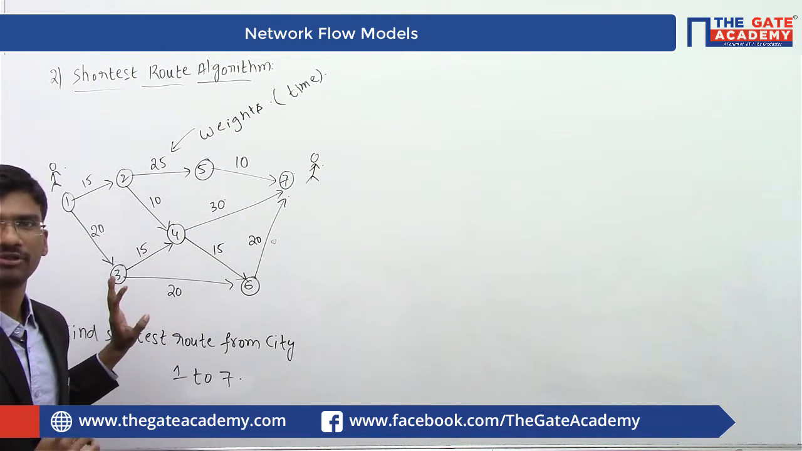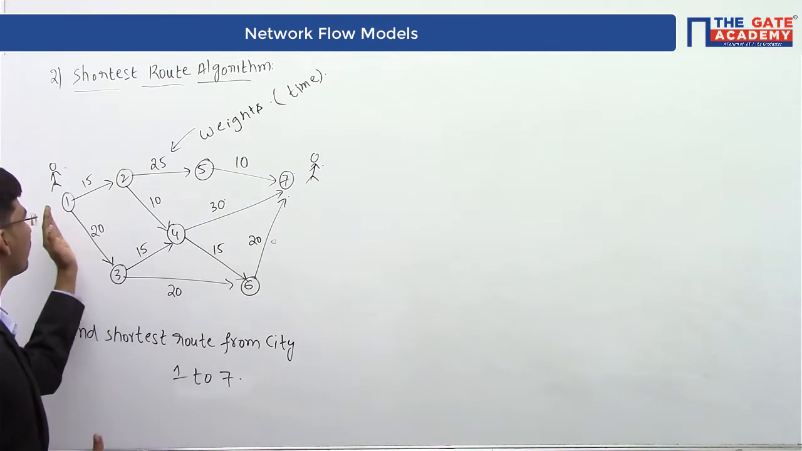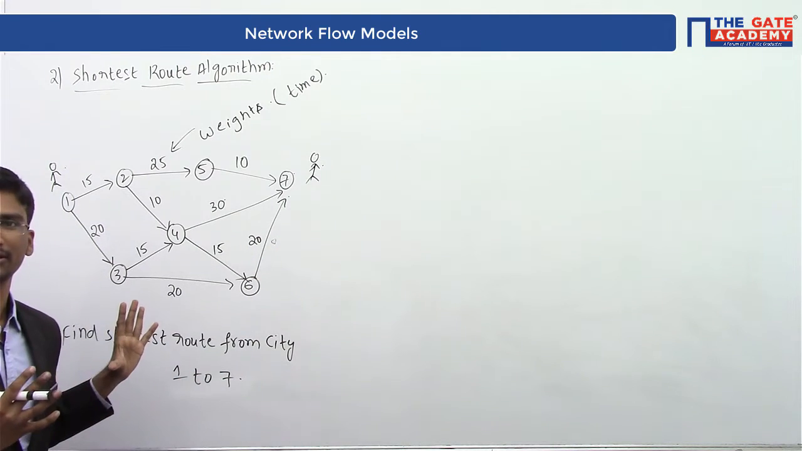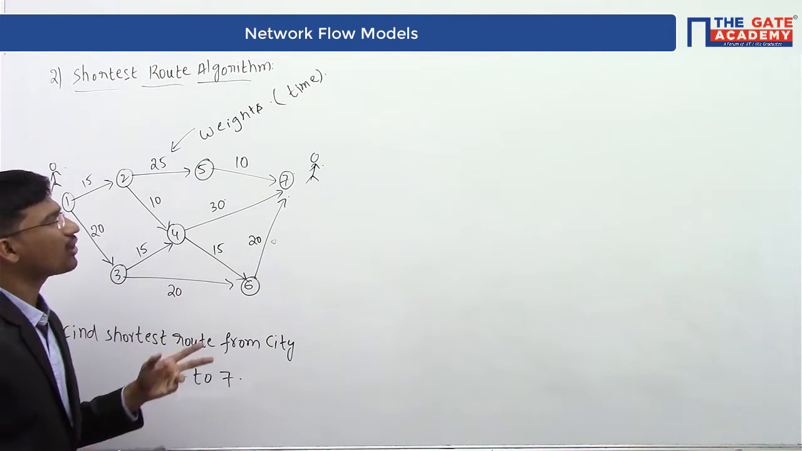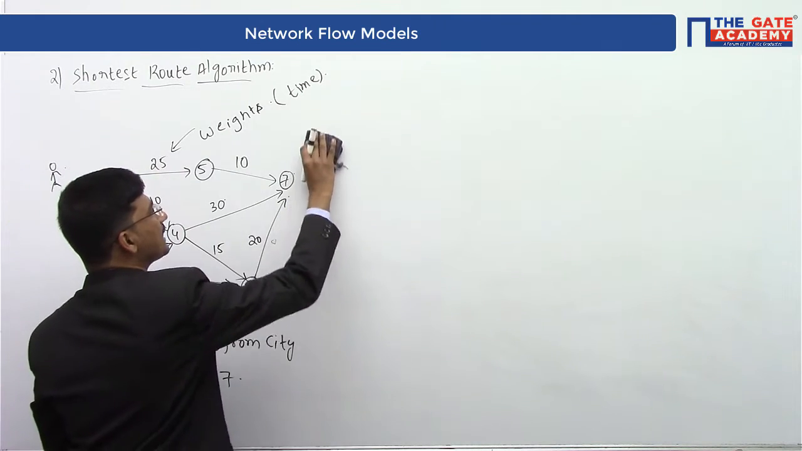Now this is our problem. This is the real life application part. He has to travel from city 1 to city 7. Now we will see how this algorithm works. We call this Dijkstra's algorithm, so we will see how it works now.